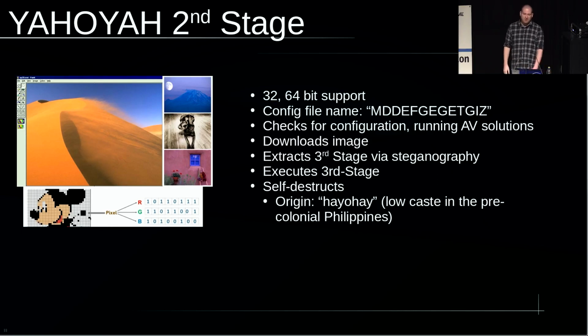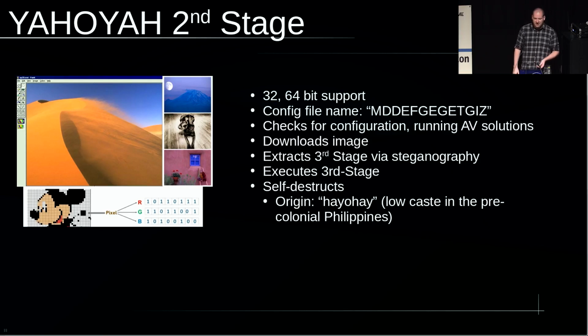Actually, the most interesting part about this little piece of malware, YAHOYAH, which had been in use for some time by this threat actor, and is even documented in the original Trend Micro report, is the part where it self-destructs when it's done, because that actually ties into its name. It turns out that YAHOYAH is a meaningful name. It's a backwards word in pre-colonial Filipino. The word is hayo-hay. I'm sorry if I mispronounced that. My Filipino is really not what it used to be.